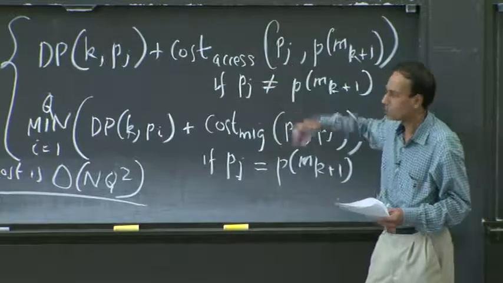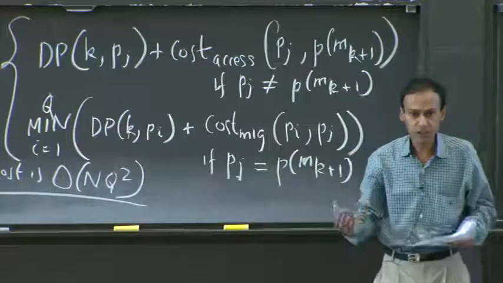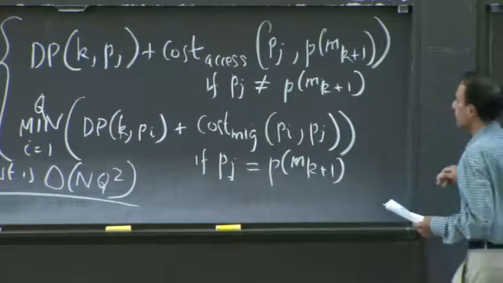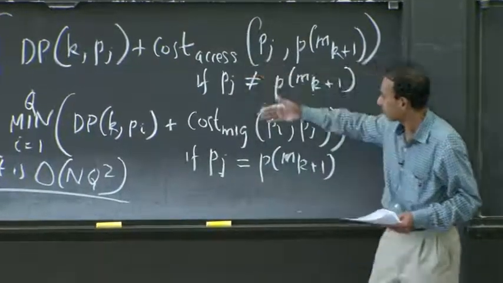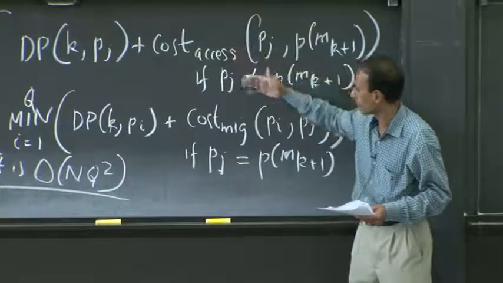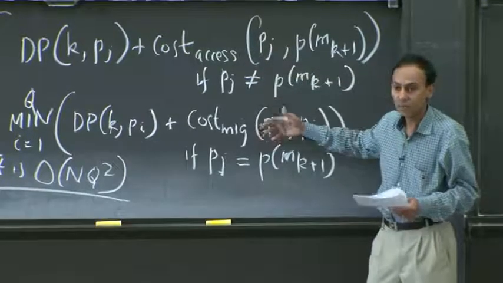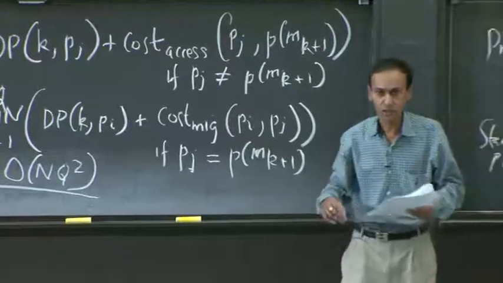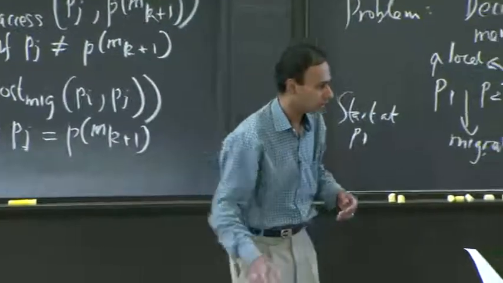My research group is building a 128 processor machine that we call the execution migration machine. And it does exactly what I've described to you, decide whether to do a remote access or to do a migration based on this kind of analysis. All right? So hand it over to Eric.